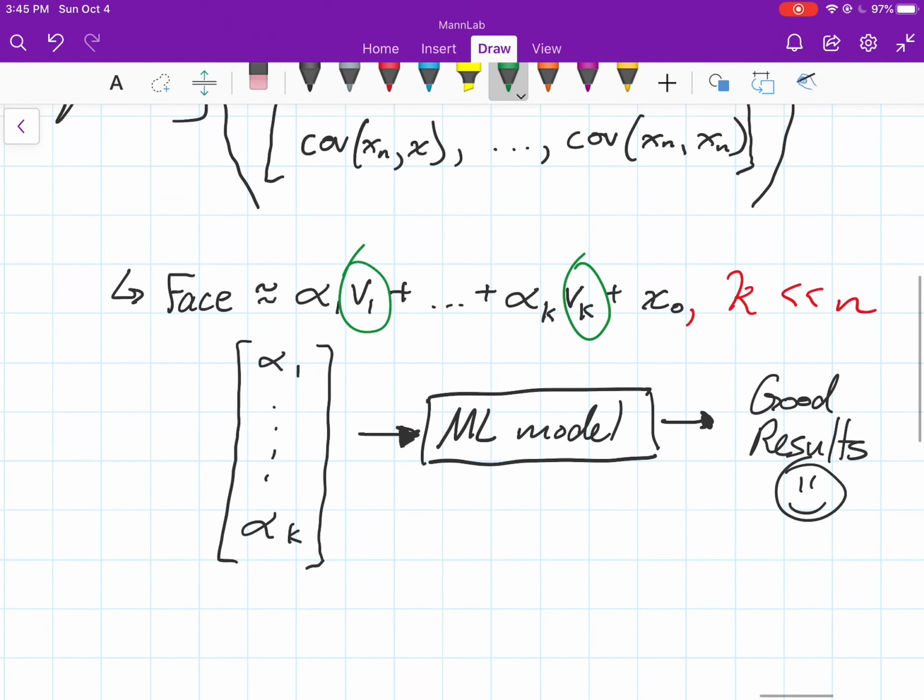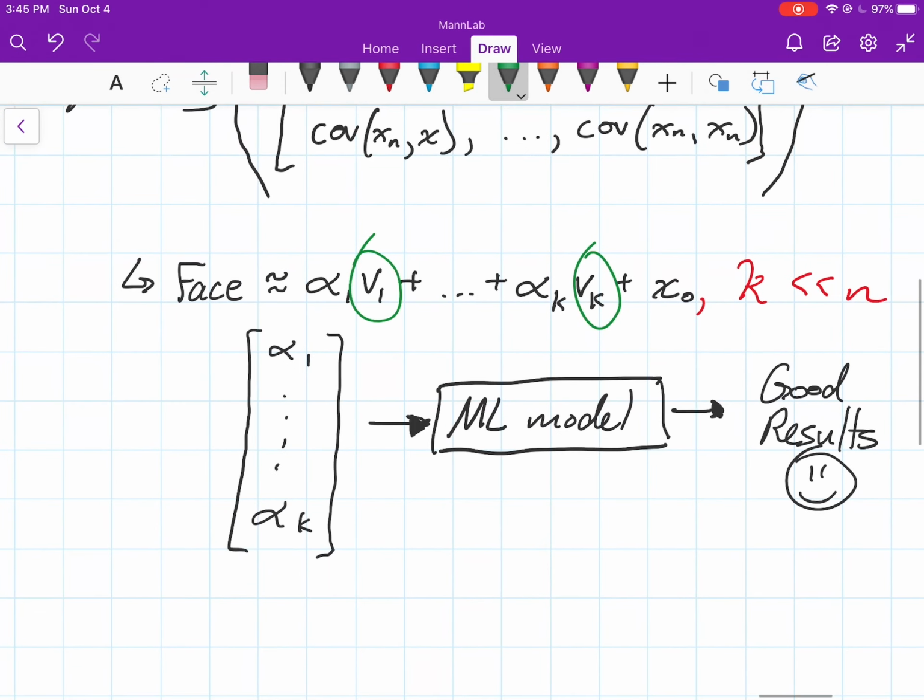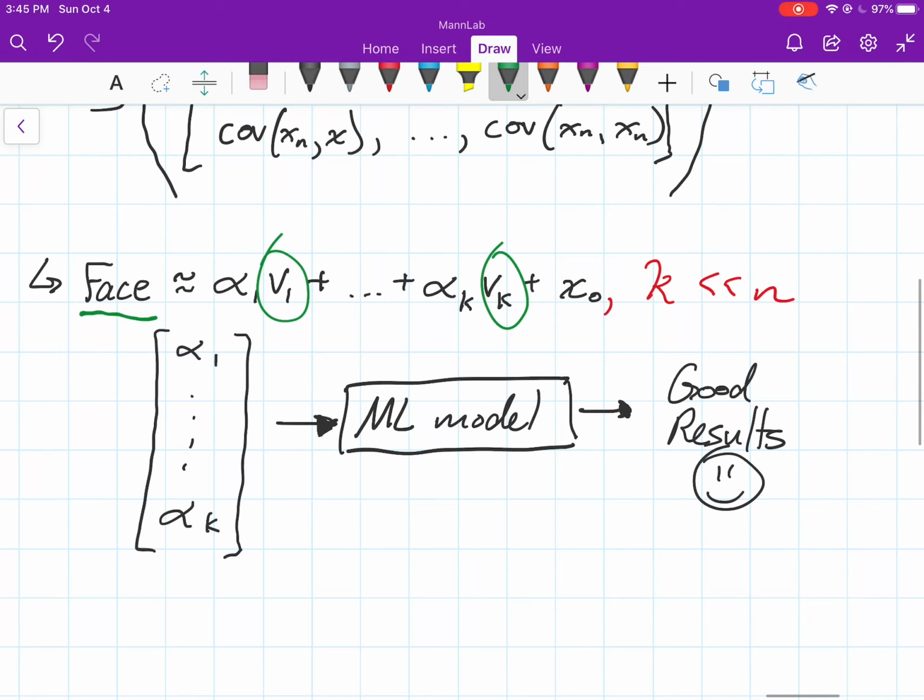so that you can make a good approximation of this face using only k vectors, where k is much less than n. And so you can make these approximations for faces, which are pretty complicated data structures, and you don't need that many principal components to make a good approximation. Then you can feed in these alpha values, these coefficients that you find just like we would have in class, just with more dimensions.